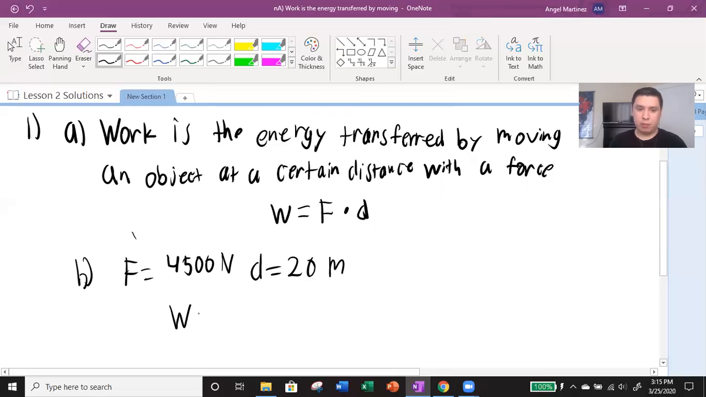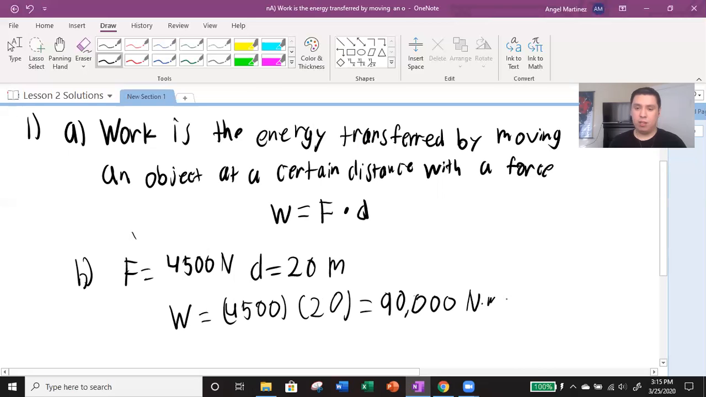So all we have to do is plug in the equation. So 4,500 times 20. And what do we get for that? Well, we can just do 45 times 2, which is just 90. Then there's 3 zeros, so 1, 2, 3, 90,000 newton meters, which is the same thing as just joules. That's all you do. 4,500 times 20 equals 90,000.